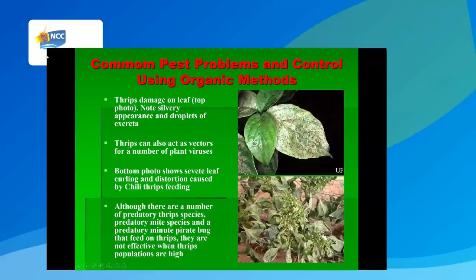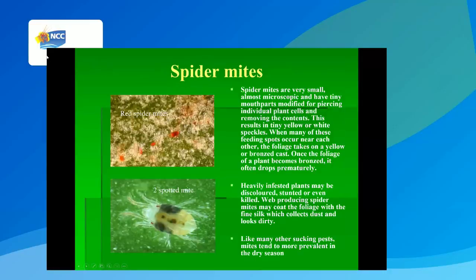Right? And next slide, please. Another one of the sucking, piercing type pests. These are not insects, these are mites. And the two photos show two examples of these mites. The top one being red spider mites, which many people would have seen on their plants. And the bottom one is the two-spotted mite. And obviously, you see those two big spots on either side of that mite body.